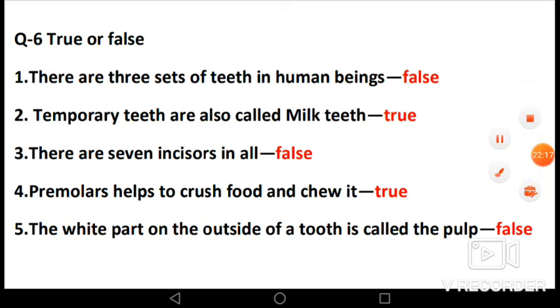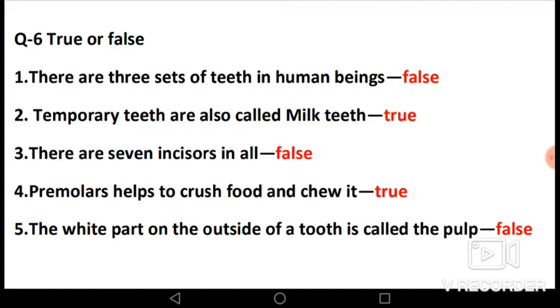Now, the third statement, there are 7 incisors in all. The statement is false because there are 8 incisors in all. Fourth statement, premolars help to crush food and chew it. The statement is true because the function of premolars is to crush food and chew it.